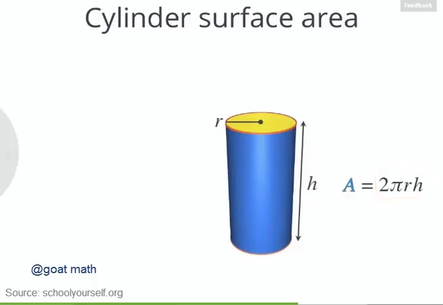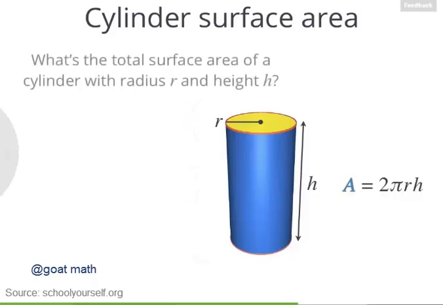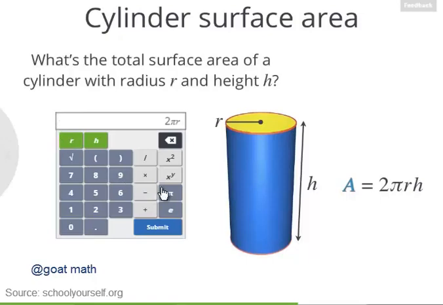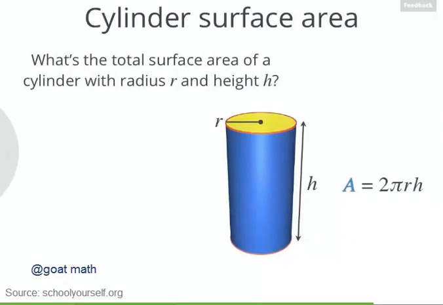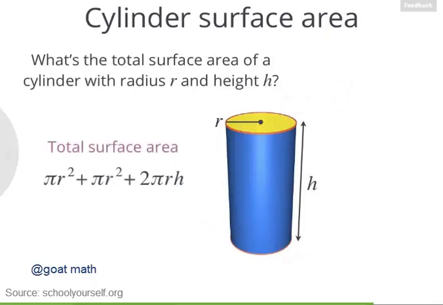Now don't forget about the circular faces at the top and bottom of our cylinder. So putting everything together, the circular faces and the lateral surface, what's the total surface area of this cylinder? Nicely done. As you found earlier, both the top and bottom circles have an area of pi r squared. And so the total surface area is pi r squared plus pi r squared plus 2 pi r h.